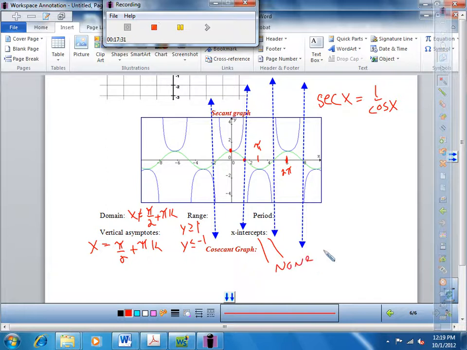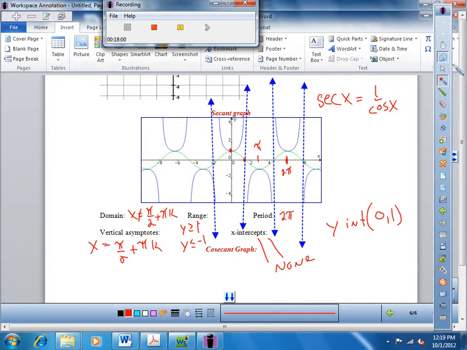There is a y-intercept, one of them. Y-intercept of (0, 1). Right? And the period is 2 pi. You can see it repeats itself every 2 pi. So here's 1, and then it continues again. The same thing starts again at 2 pi. Okay? So it's periodic the same way sine and cosine are.